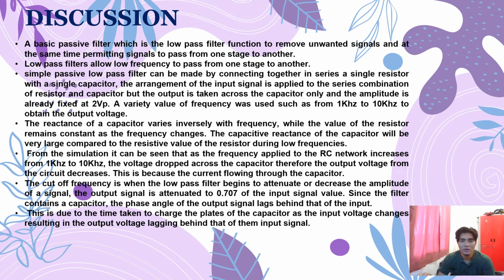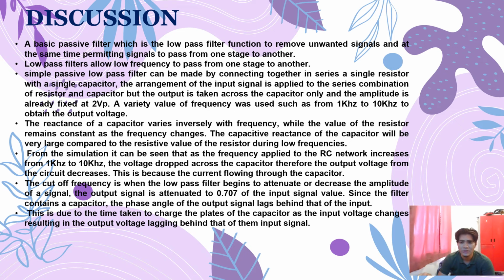The first point of discussion is that a basic passive filter, which is a low pass filter, has the function of removing unwanted signal while permitting signal to pass from one stage to another. A low pass filter also allows low frequency to pass from one stage to another. A simple low pass filter can be made by connecting together in series a single resistor with a single capacitor.